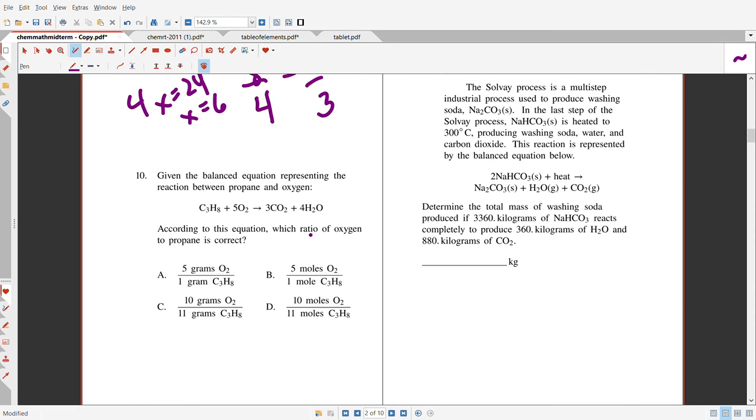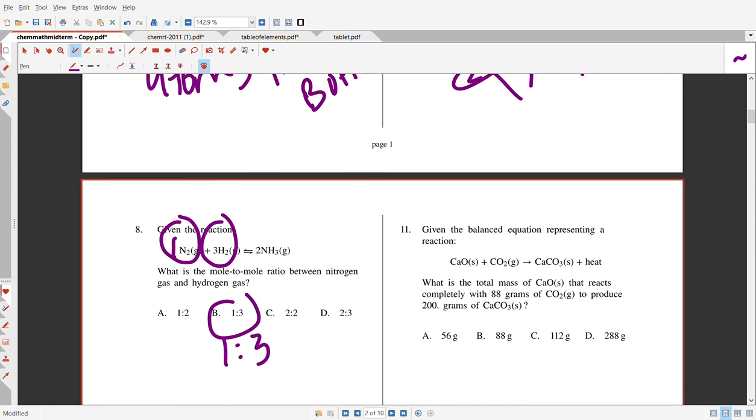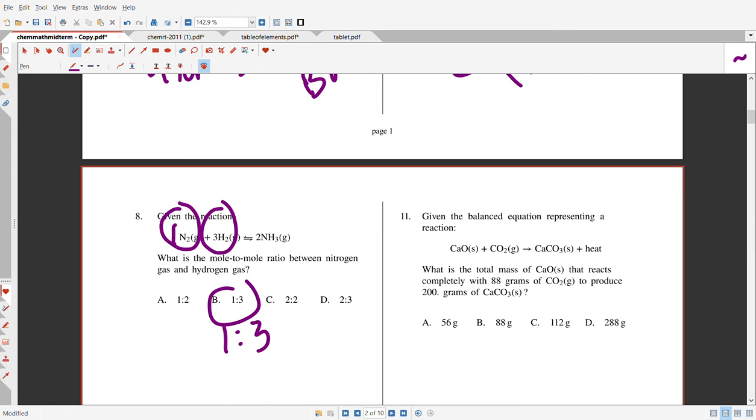And here they want the ratio of oxygen, which is this, so we need a 5 on top. And it represents moles, not grams. And then propane, they're telling you the reactions between propane and oxygen, so this has to be the propane. But it's a mole to mole ratio. Now, this one is with grams. You're probably going to get this.